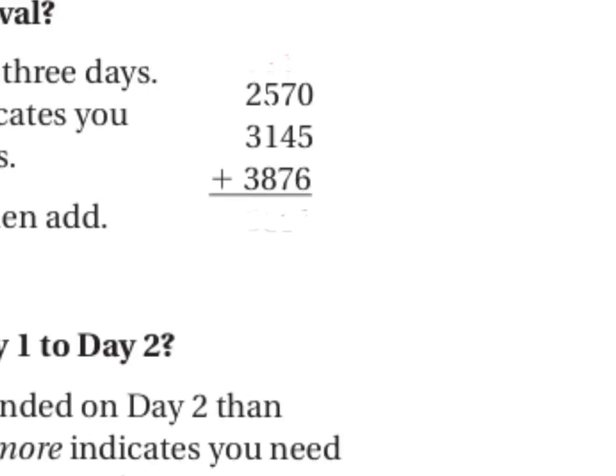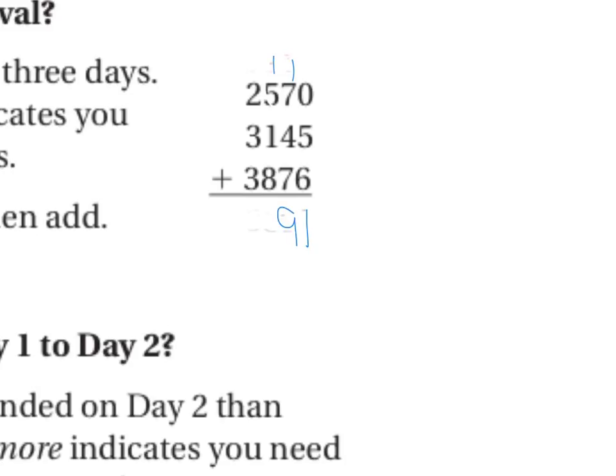So we have 0 plus 5 plus 6. 0 plus 5 is 5, plus 6 is 11. I carry a 1. 7 plus 4 is 11, plus the 1 that's up top is 12, plus another 7 is 19. So I have a 9, I carry the 1.